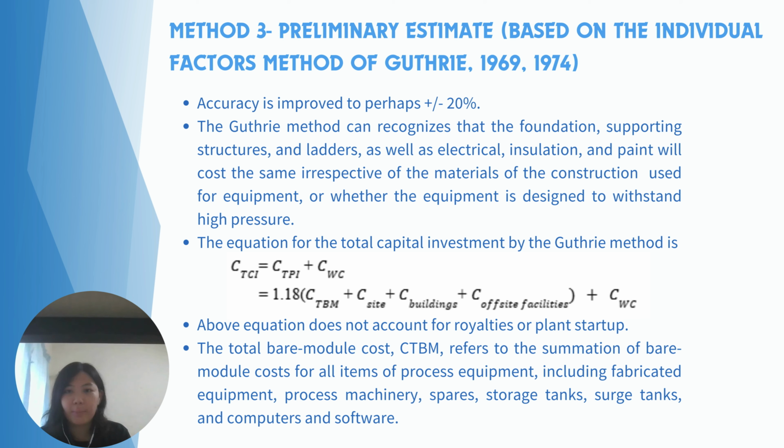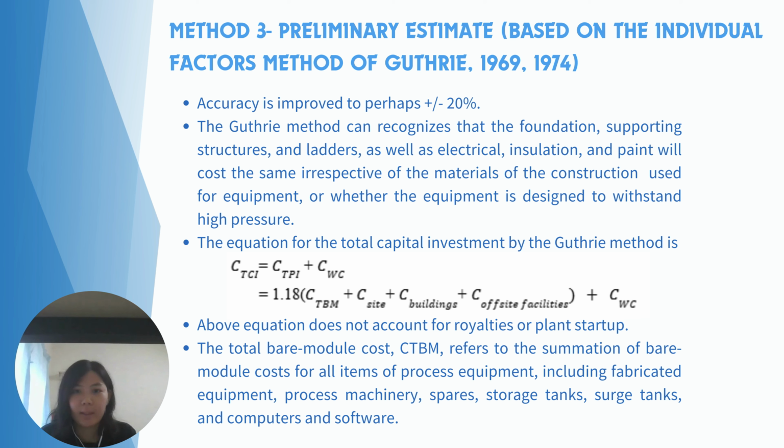And this is the last method, which is method 3, preliminary estimate based on the individual factors method of Guthrie, 1969 to 1974. This method is used in preliminary design when detailed equipment specs are available. And the accuracy is improved to perhaps plus or minus 20%.